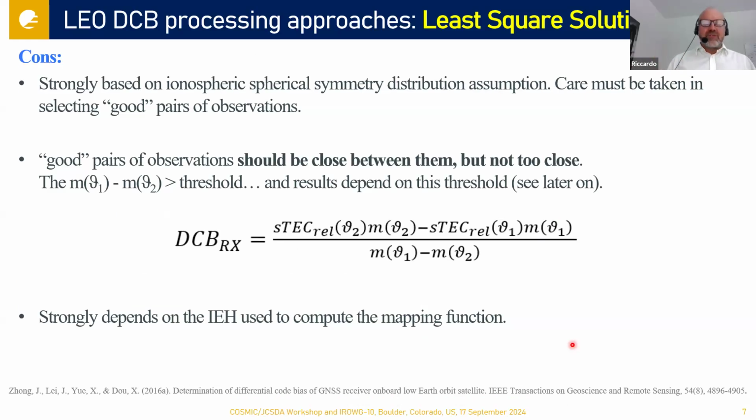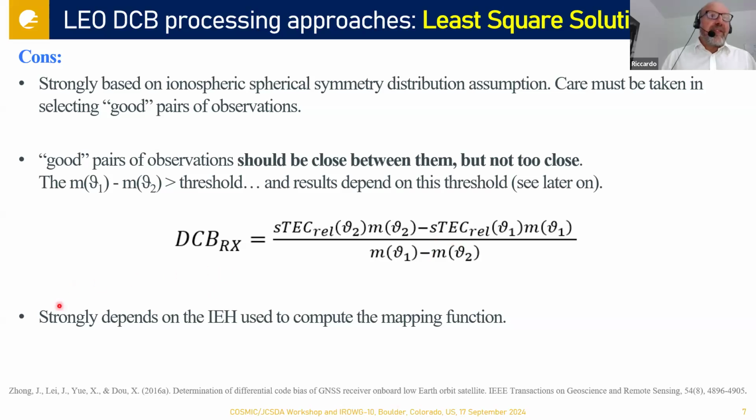This technique, the least square solution technique, has a lot of stronger cons. First, it is based on this ionospheric spherical symmetry distribution assumption. So exceptional care must be taken in selecting a good pair of observations. In particular, the observations should be close between them, but not too close, because if not, let me say, the receiver DCB starts to be not determined. In order to avoid this problem, we need to bound somehow the value of the difference of the mapping functions here in the denominator to a certain threshold. And depending on the threshold, again, the results are quite different.